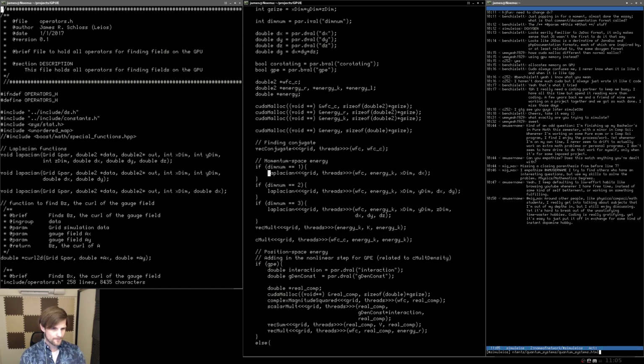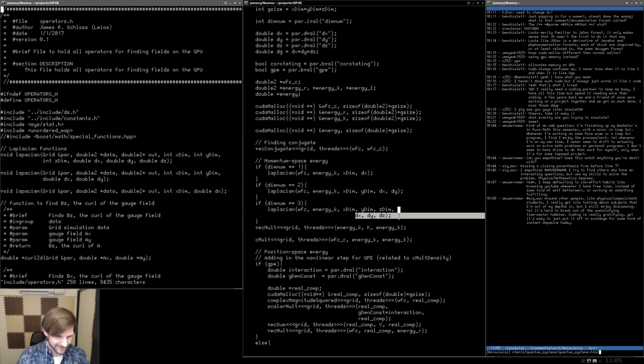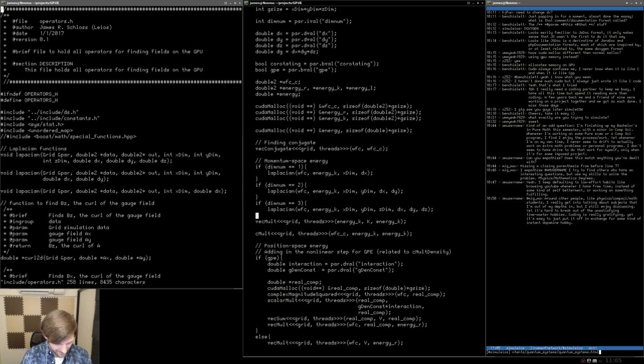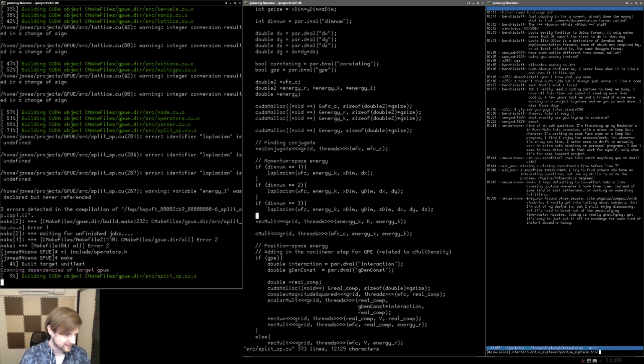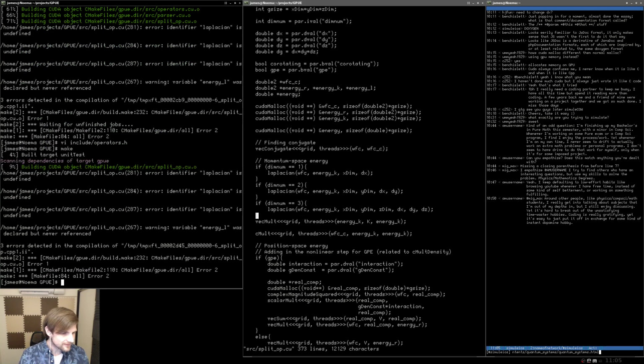What? Grid threads. Void. Oh ho, I see. This is just a host function. We don't need grid and threads in there. What was I thinking? Oh, okay. Write this, go over here, quit there, make that. You're still undefined. How are you still undefined? What is the problem?